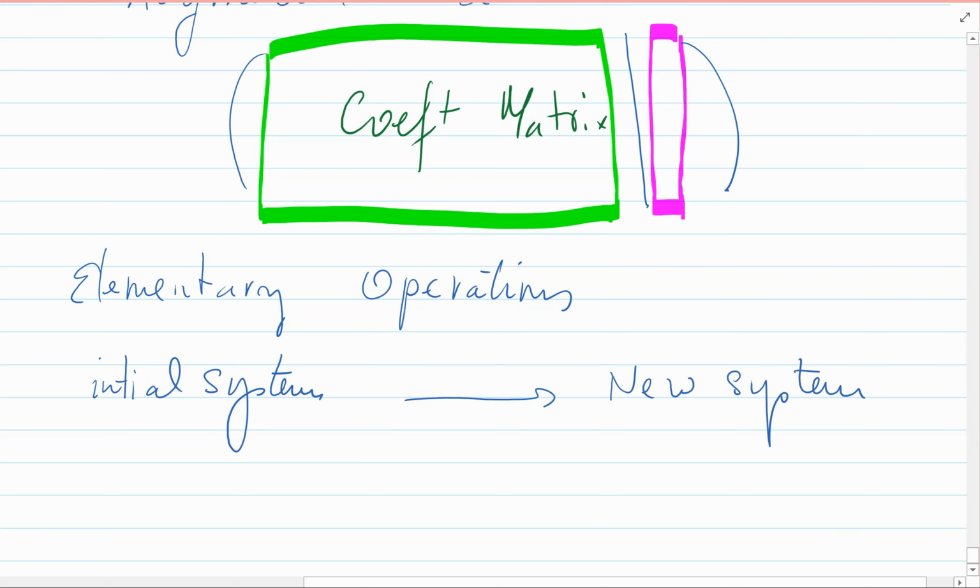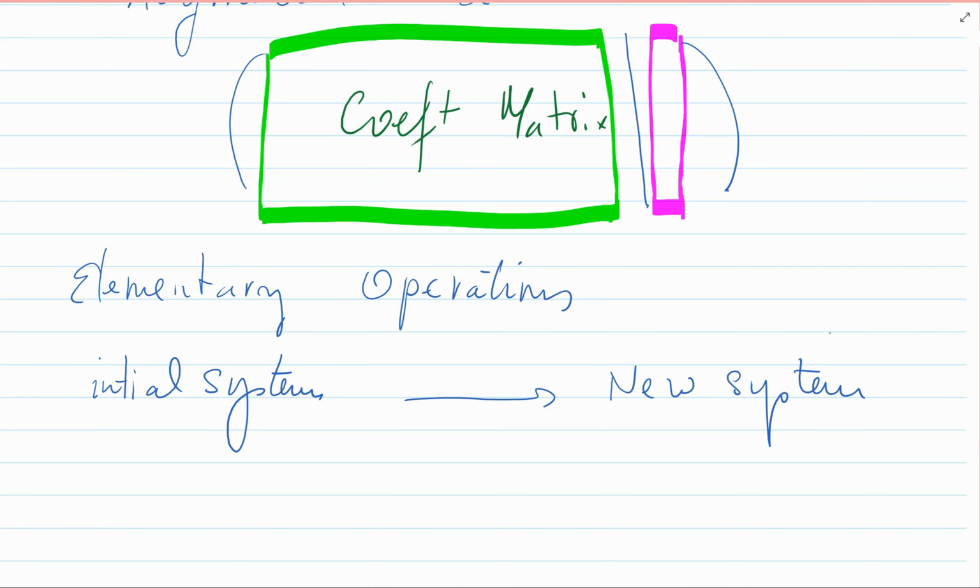And this new system is equivalent to the initial system in what sense? In the sense that they have the same solutions. So if the goal is to find the solutions, then you can work with the initial system, or you can work with the new system. What is the advantage of the new system? The advantage of the new system is that it's easy to solve.